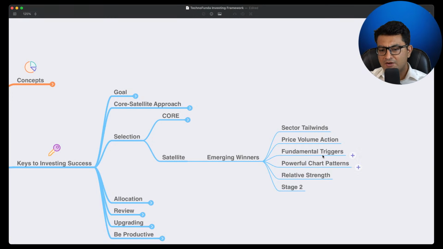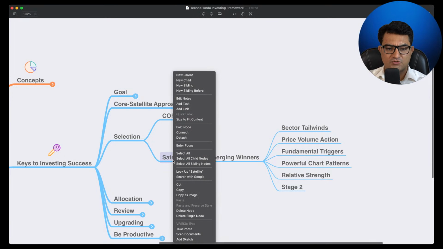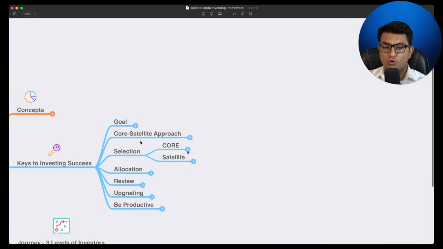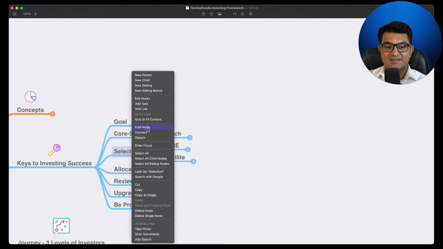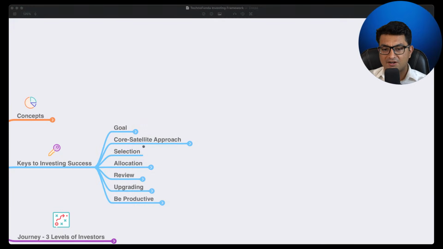Okay, so that is where we use relative strength, and again it is on stage 2. That is where you get a super powerful growth trajectory if you are riding any company in stage 2. So this is the brief process which I follow in terms of selection of core and satellite portfolio companies. The next and very, very important aspect is allocation.